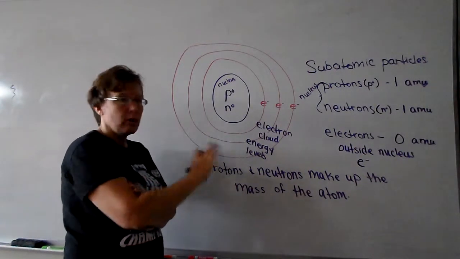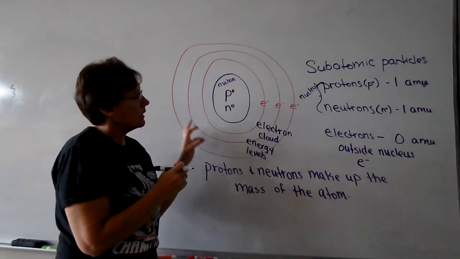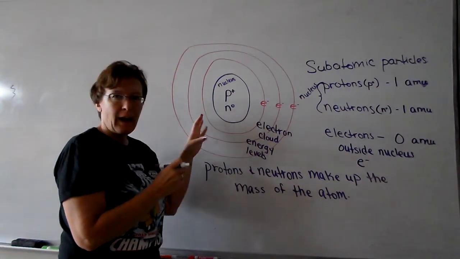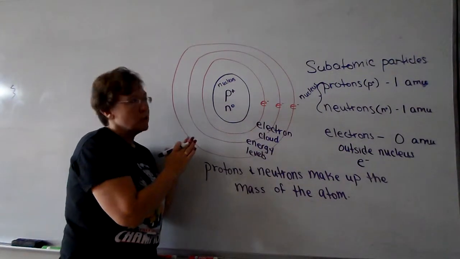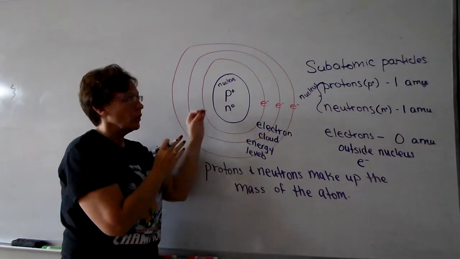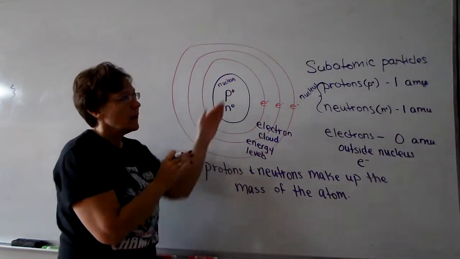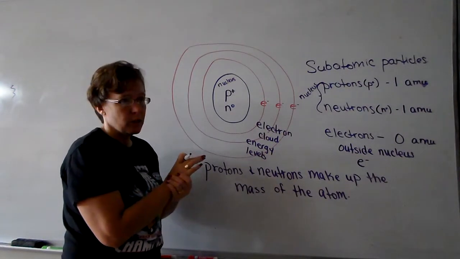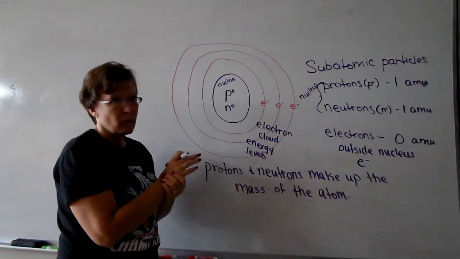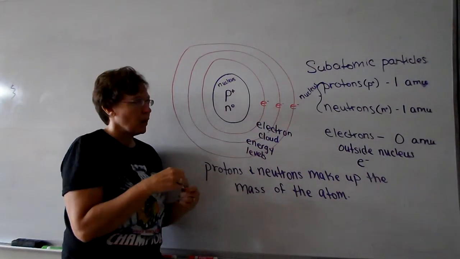Okay? So this is just a really quick video to give you guys an idea of what an atom is, just a model, a 2-dimensional model that shows where the protons and neutrons are located in relation to the electrons, and what the mass of the protons and neutrons are in relation to the electron, and also what the charge on each of these particles are. Okay? I hope that helps.